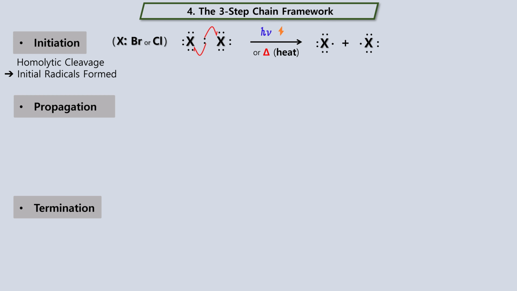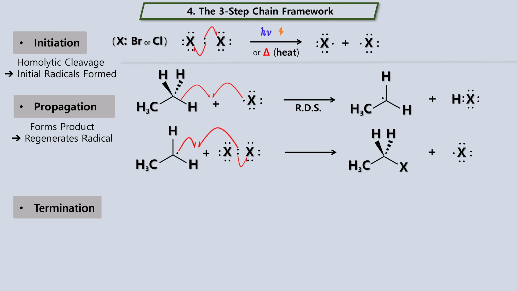Here, initiator molecules undergo homolytic cleavage, often triggered by light or heat, generating the initial radicals needed to start the reaction. Second is propagation, the core of the chain reaction. A radical reacts with a stable molecule to form a product while regenerating a new radical. This creates a self-sustaining cycle that repeats thousands of times.